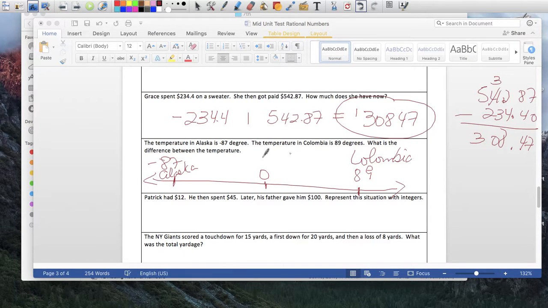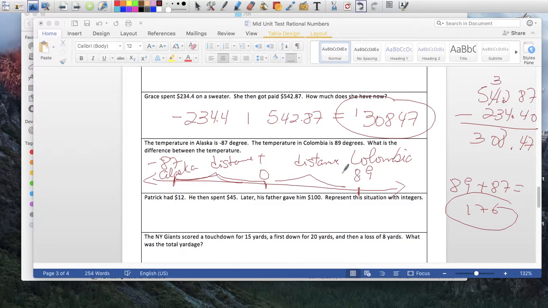What is the difference in the temperature here? So the difference is this distance plus this distance. Remember, distance can't be negative, right? So over here would be 89 plus 87, which is going to be 176. So that's the difference between the two temperatures. So imagine if you had to walk from 89 to negative 87. You had to walk 89 steps to 0, and then from 0 you had to walk 87 steps. And the total will give you this, okay?